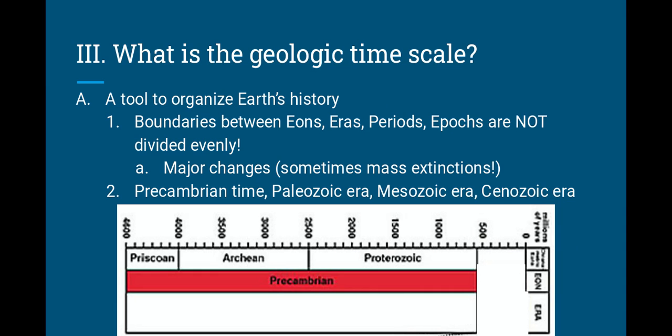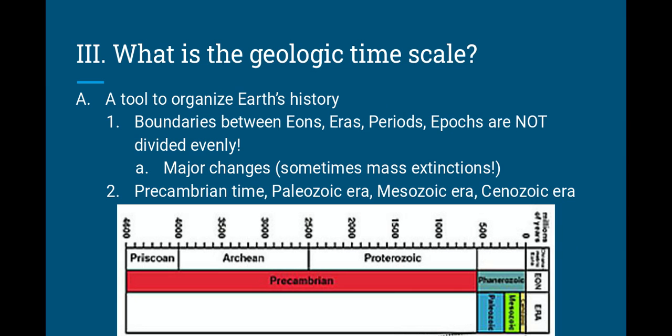Precambrian time consists of 3 previous eons, the Hadean, Archean, and Proterozoic. This timeline calls the Hadean the Priscoan. It's the same thing. It just has 2 different names. But then in our current eon, which is the Phanerozoic eon, we have 3 eras. The Phanerozoic eon is split into Paleozoic, Mesozoic, and Cenozoic.